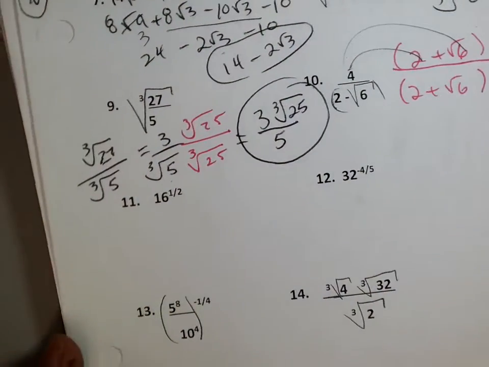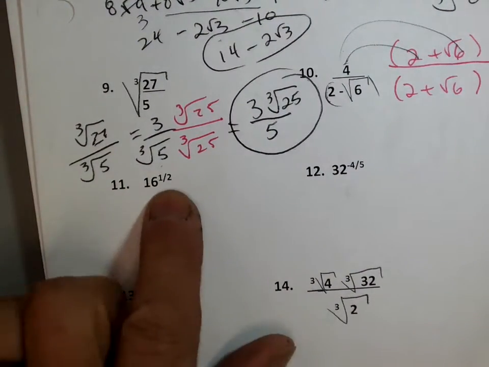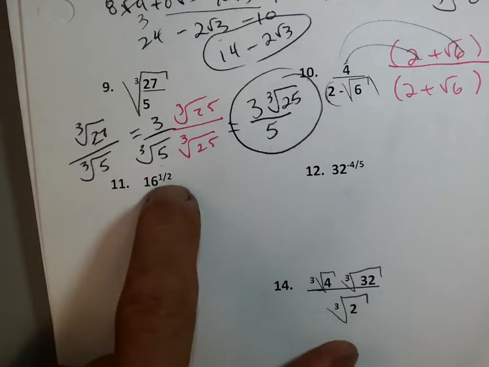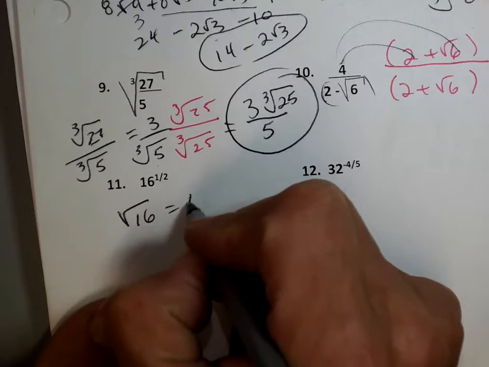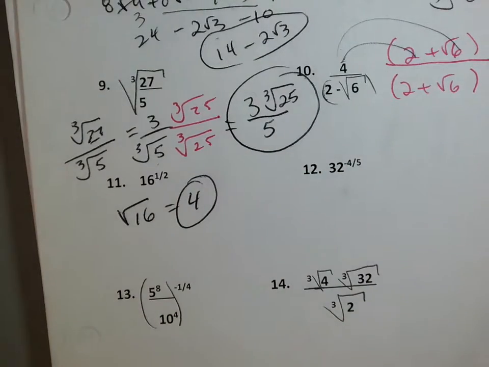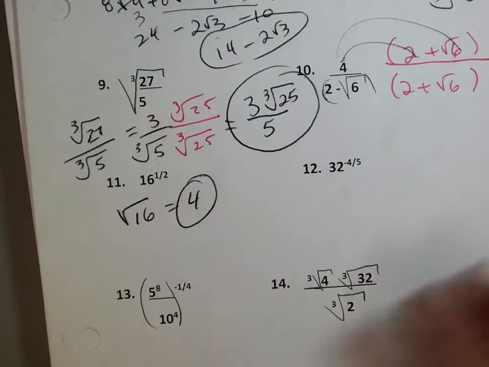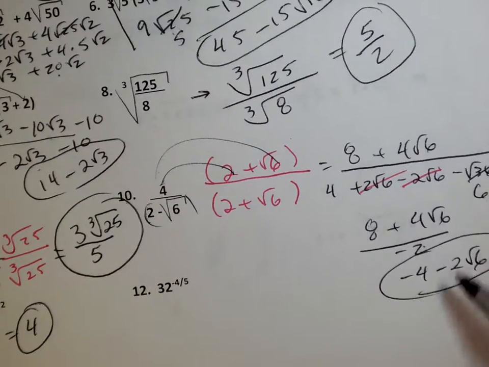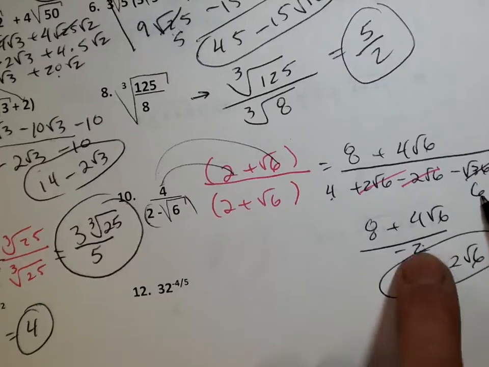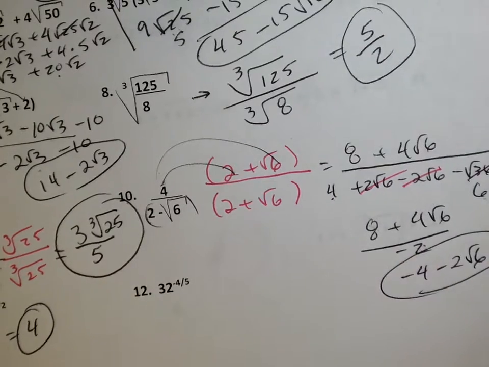Okay, 11. So with 16 to the 1/2 power, we've learned that 1/2 power is square root. So it's just really the square root of 16, which is 4. Where do you get it? Want to see this again? So 4 minus 6 is negative 2. Oh, got it? Okay.